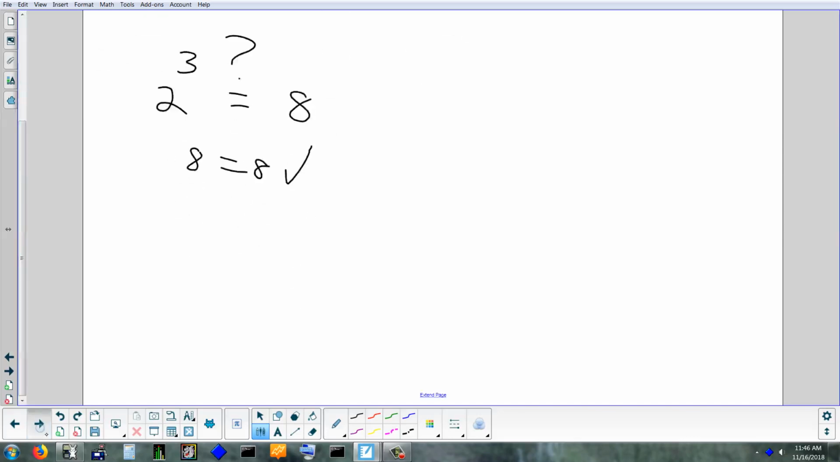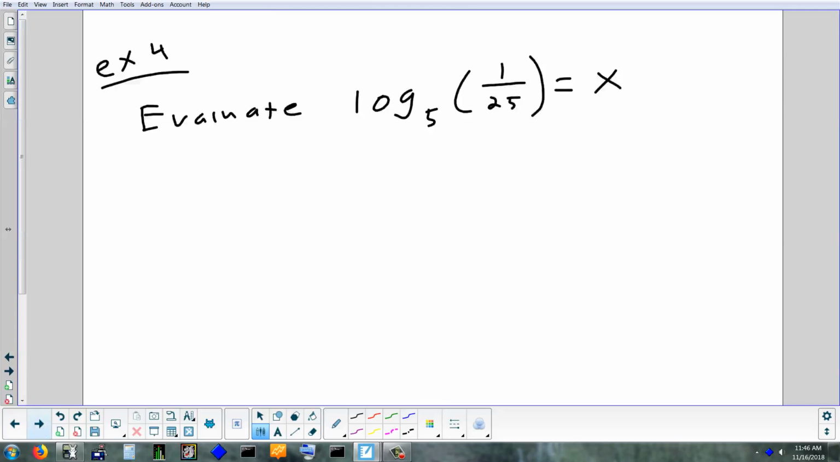Let's look at this one. So this is a little different than prove because they don't tell you what it should equal. They tell you it'll equal something, but they want you to figure it out.